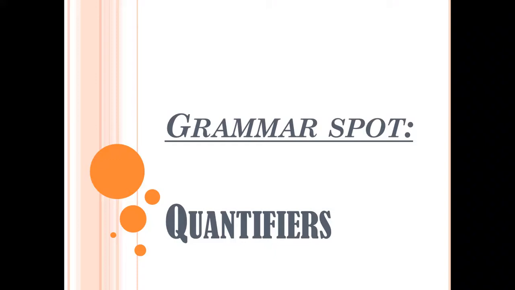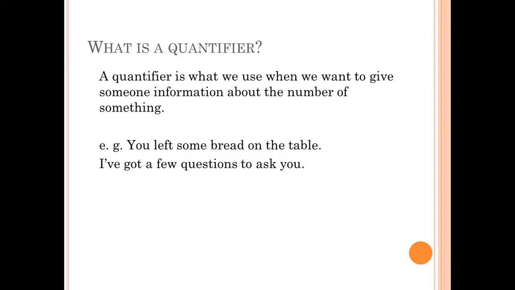Today our grammar topic is quantifiers. What is a quantifier? A quantifier is what we use when we want to give someone information about the number of something. For example, you left some bread on the table. I've got a few questions to ask you. So, the words some and a few are quantifiers in these examples.